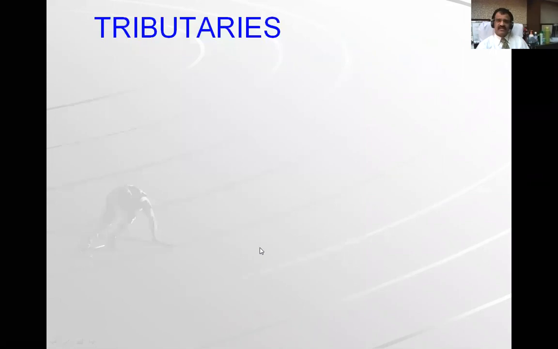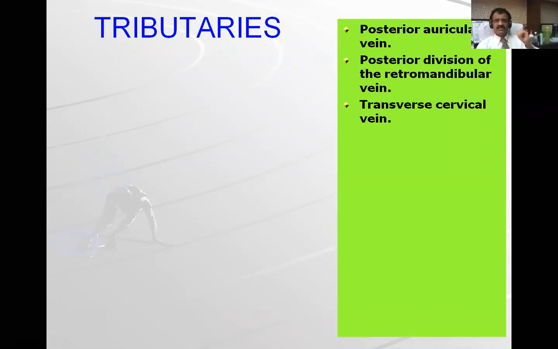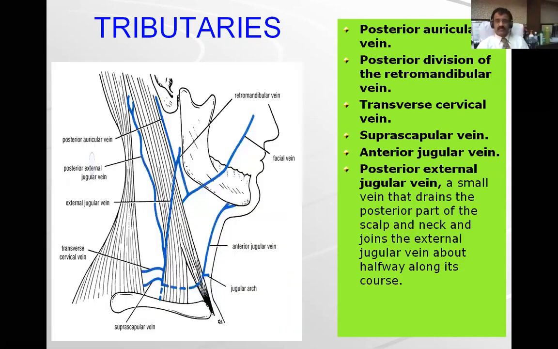Most of the time, the tributaries of the external jugular vein are asked in exam. What are the tributaries? One is posterior auricular vein, second is posterior division of the retromandibular vein, because they form it. Then comes transverse cervical vein. Then comes suprascapular vein. Then comes anterior jugular vein. Then posterior external jugular vein, a small vein that drains the posterior part of the skull and neck.